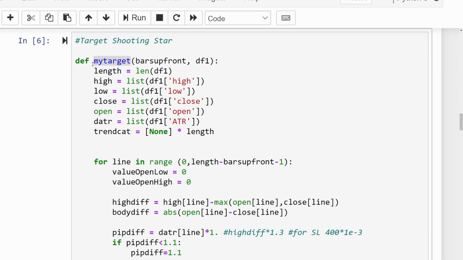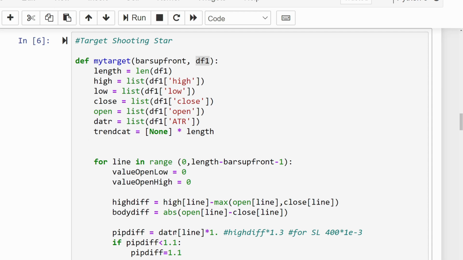I will define a new function called myTarget. It takes 2 parameters, the bars up front and a name of a data frame. Starting from a certain position or from a certain candlestick, this function will look a number of bars up front, let's say 16 bars ahead or 18 or 20 bars ahead, and it will check if the price will be touching the stop loss first or the take profit first. And in this case, I would be defining if I have a winning trade or a losing trade.